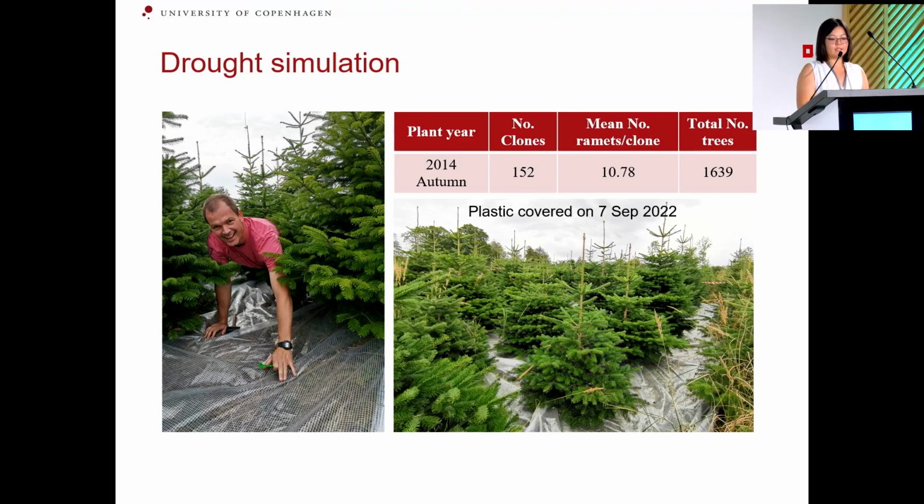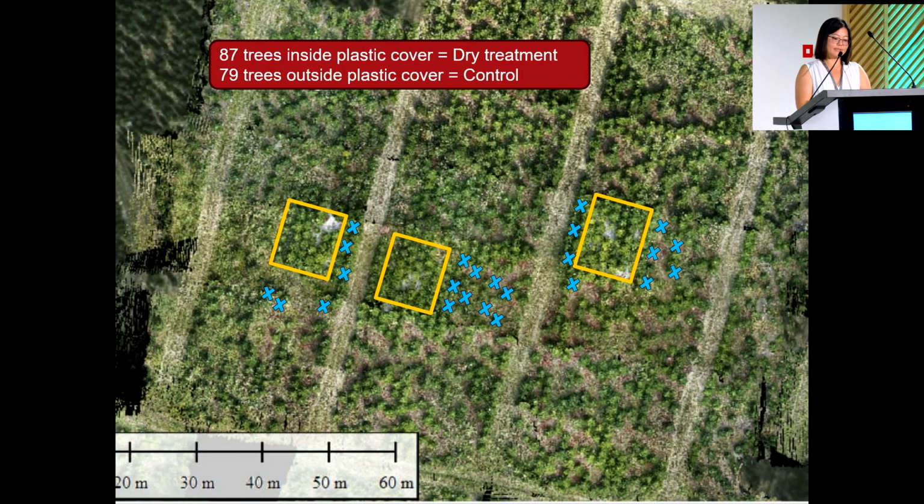So we have this Abies nordmanniana clonal trial, which was established in 2014. We are allowed to do this experiment to cover some of the plots with plastic. We covered them last September, so until now it has been 1 year. In total, there are 87 trees inside the plastic cover, so these are the dry treatment, and 79 trees are outside the plastic cover as a control.